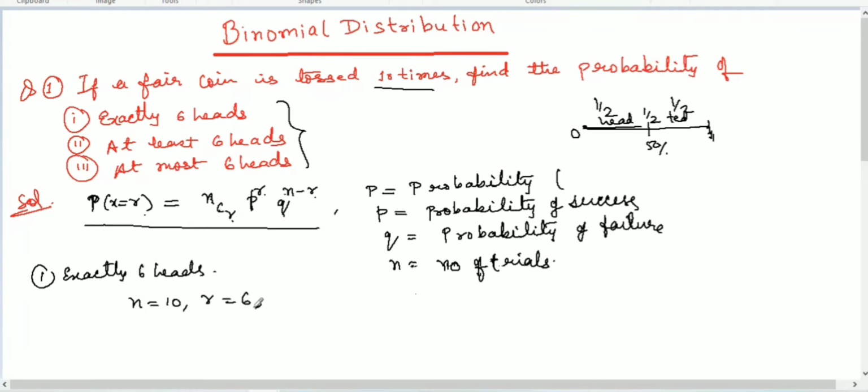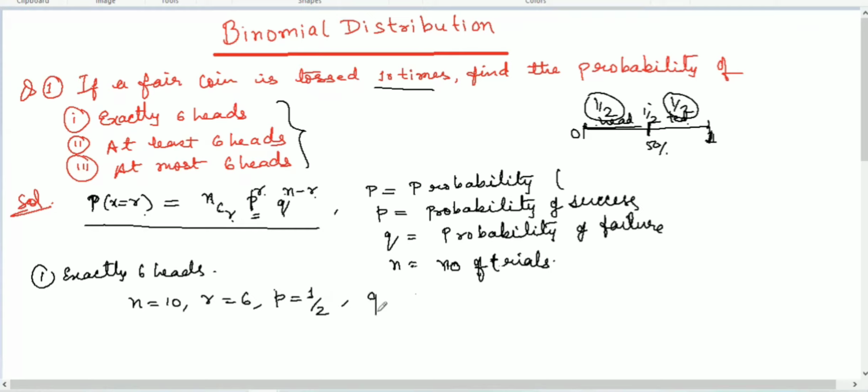So r is 6. And p is the probability of success. So what is the probability of success here? We have a coin. Either you will get head or you will get tail. Probability is always measured between 0 and 1. So 50%, half: 50% probability you will get head or you will get tail. We will not write it as percent. 1 is the 100% probability. So probability of success will be half, and probability of failure will also be half.